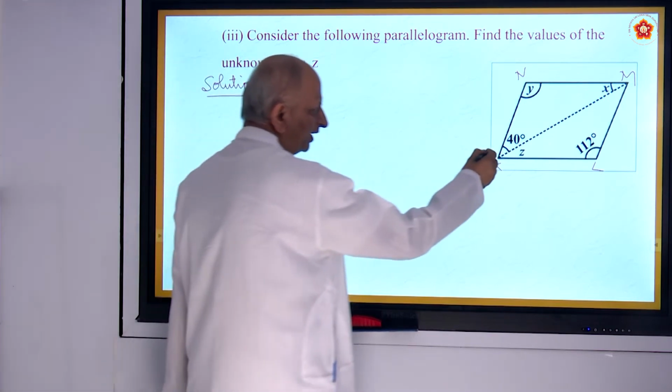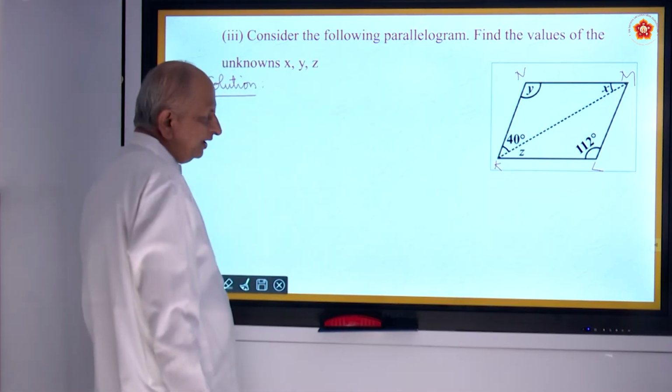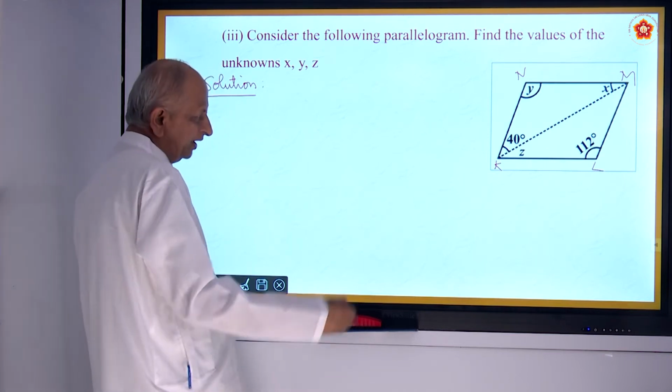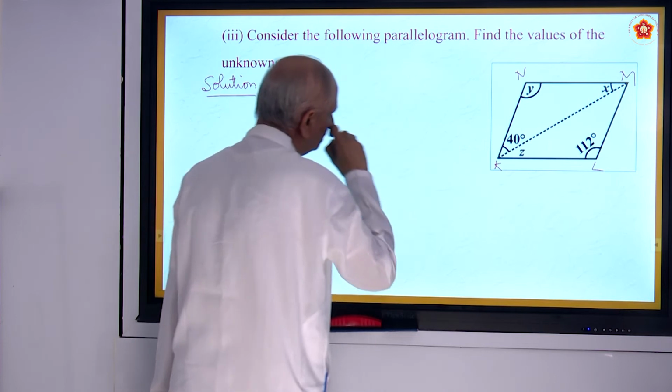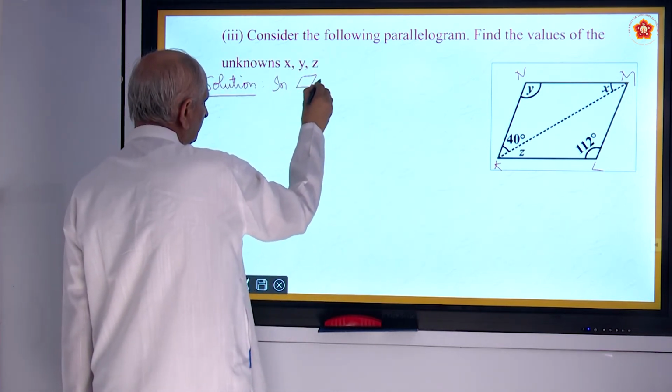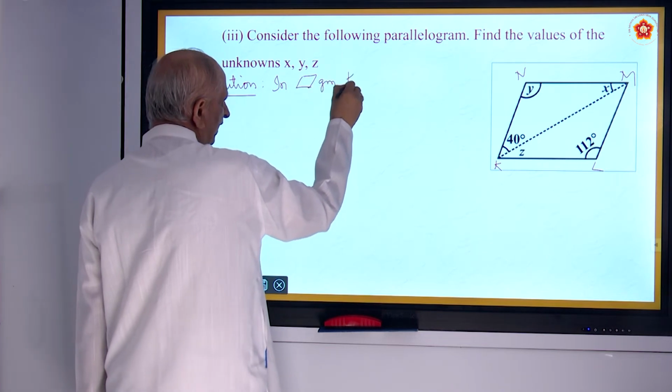What is this line called? KM. It is called a diagonal. Why is it called a diagonal? Because it joins the opposite vertices. So, in parallelogram, I am using the symbol now, KLMN.